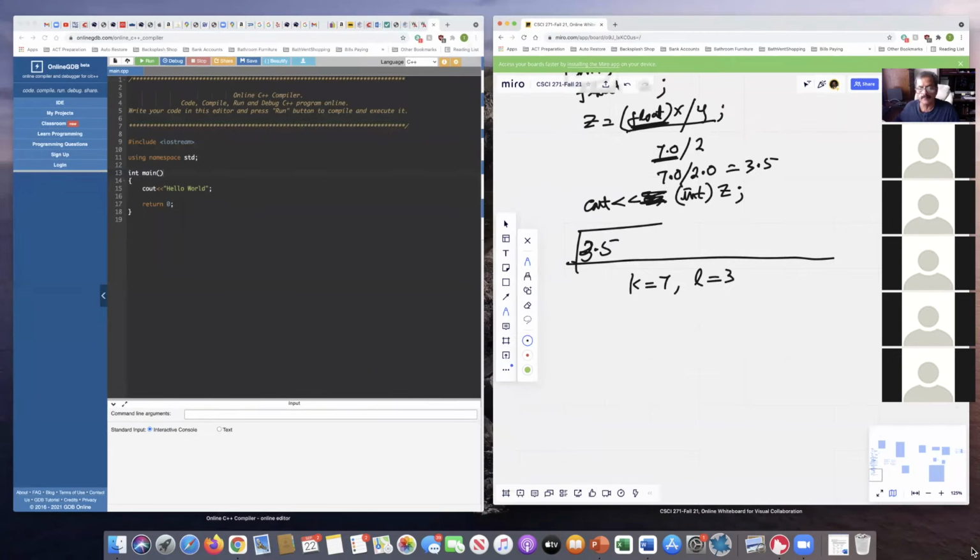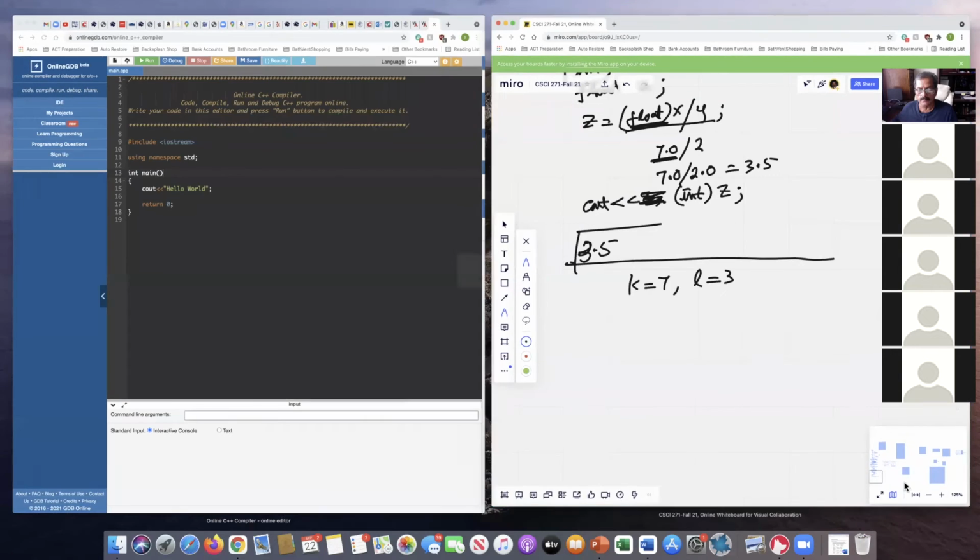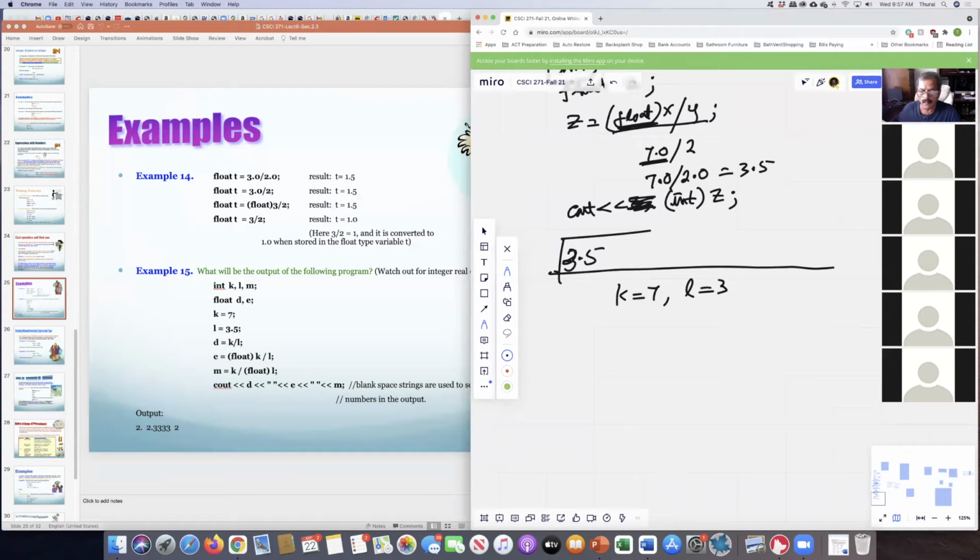And then going on to the division, D equal to K over L. So now K is integer and L is integer. K is a 7, L is a 3. They're both integers. So you're dividing integer by integer. So you only get the integer part of the answer, which is going to be 2. So D has a 2. Let me write that as a memory cell. D has 2.